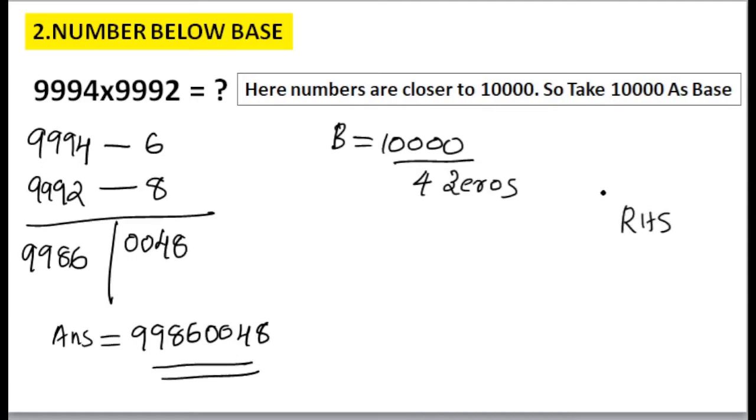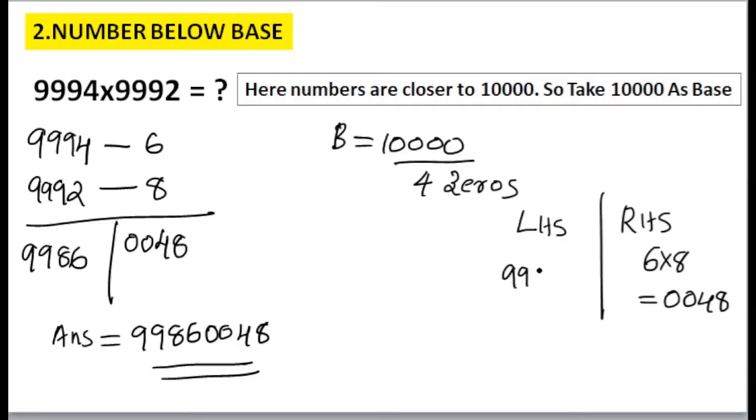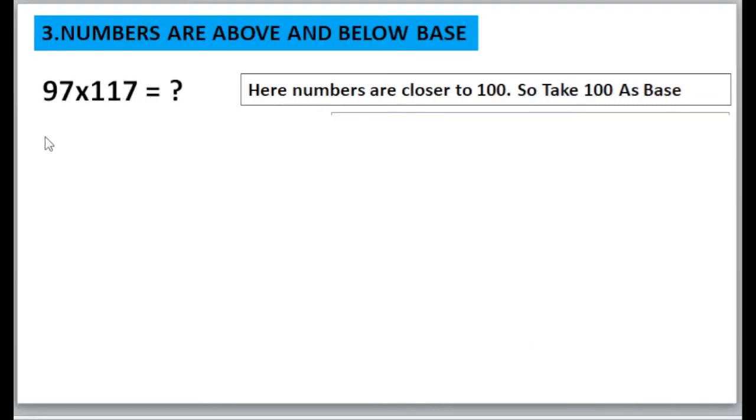That is, your RHS is 6 into 8. To make it 4 digits, we will write it as 0048. Then your LHS is 9992 minus 6, that is 9986.